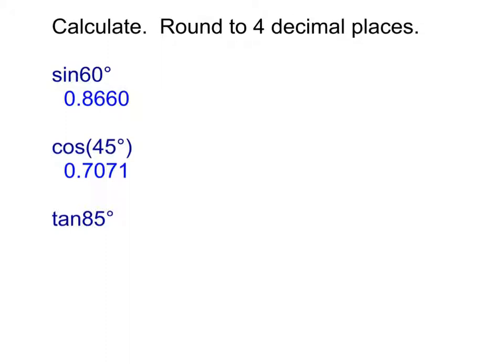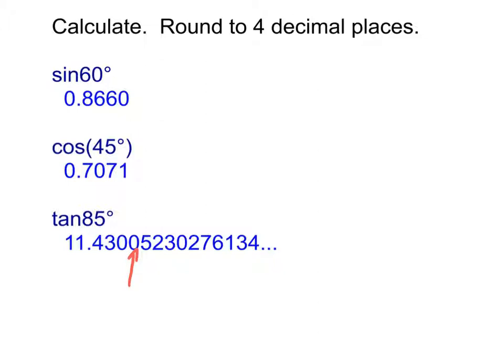Finally, calculate the tangent of 85, please. Tan 85. All right, so for this one, when you do that calculation, this is the number that it should be showing you on your calculator. Now, again, we're looking to round to the 4th decimal place, so that's where the 0 is. Is it going to stay a 0, or is it going to round up to be a 1 here?